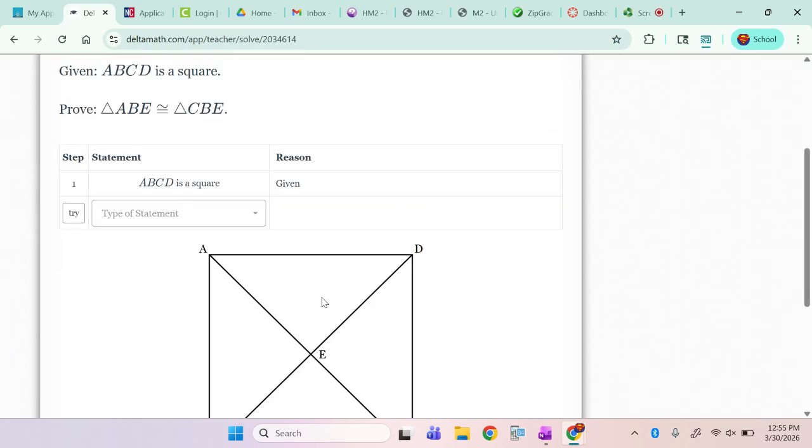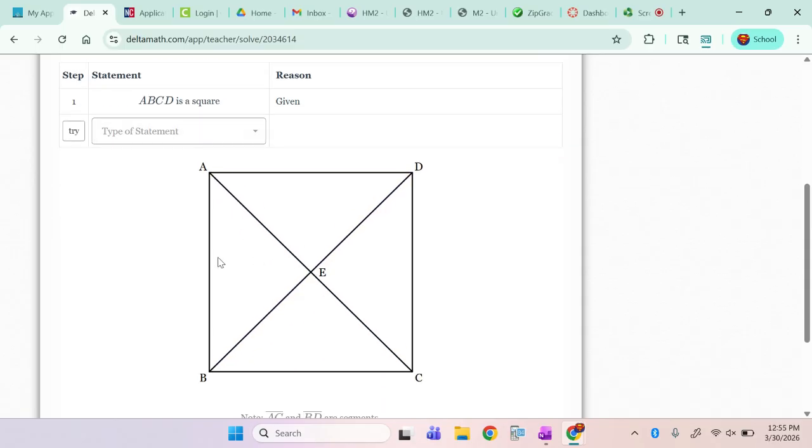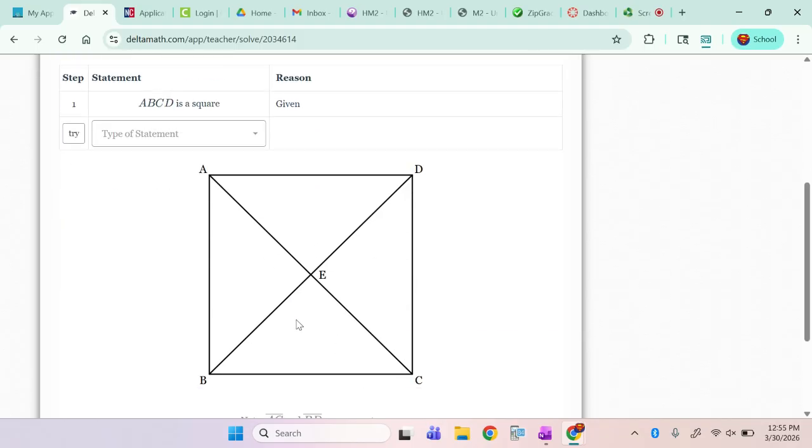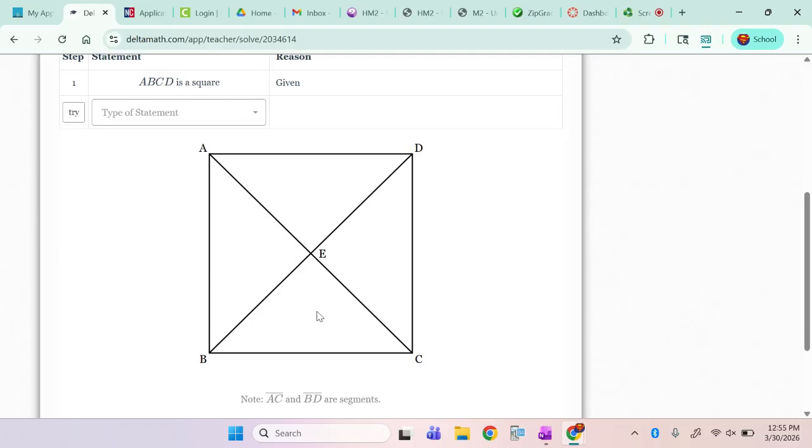All right. ABCD is a square. And they want us to prove that triangle ABE, so this triangle right here, is congruent to CBE, so this triangle right here. So let's go with what we know. What do we definitely know about a square? All sides are equal, 90-degree angles. All right, so let's stick with the all sides are equal fact.